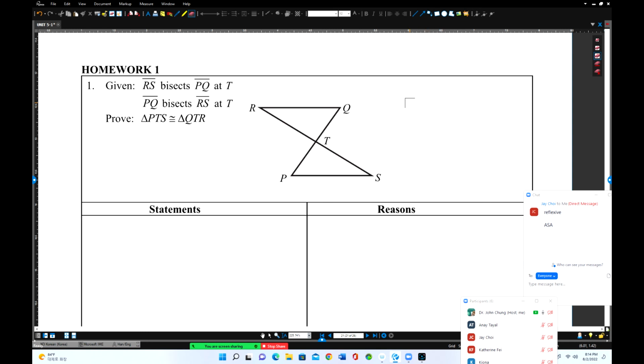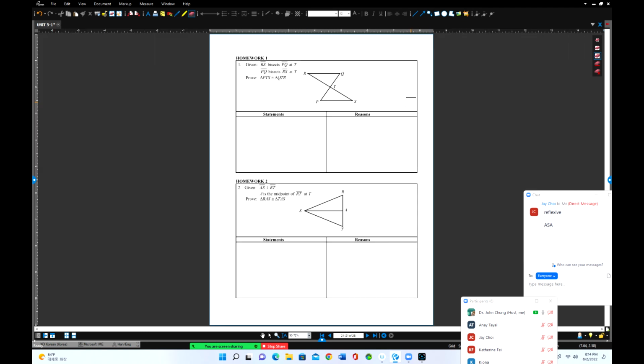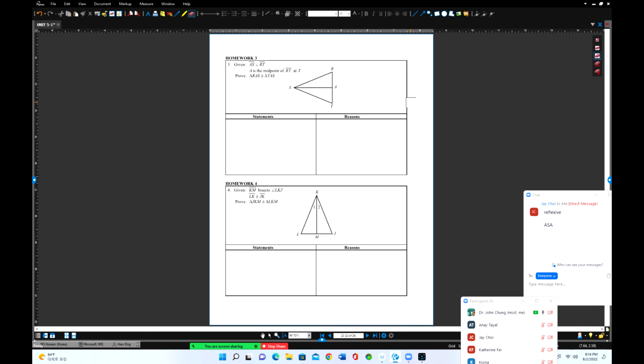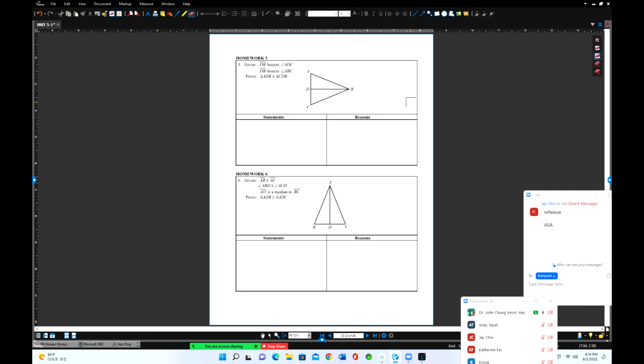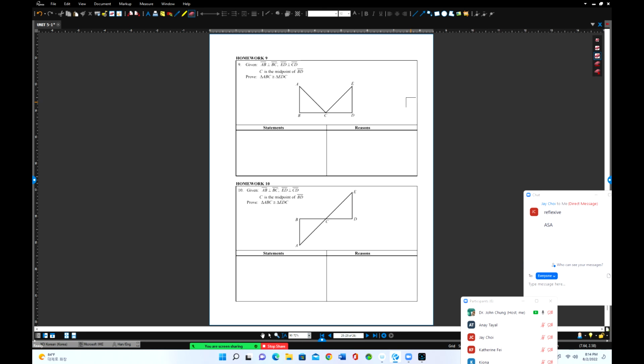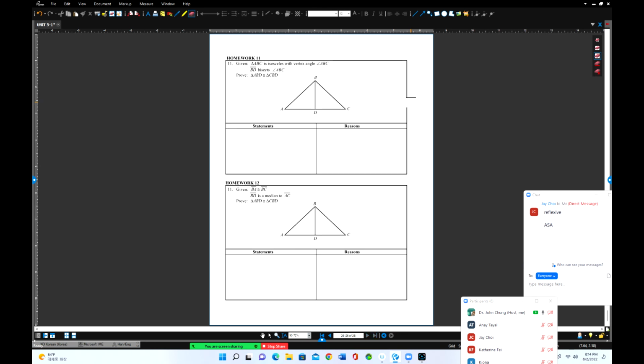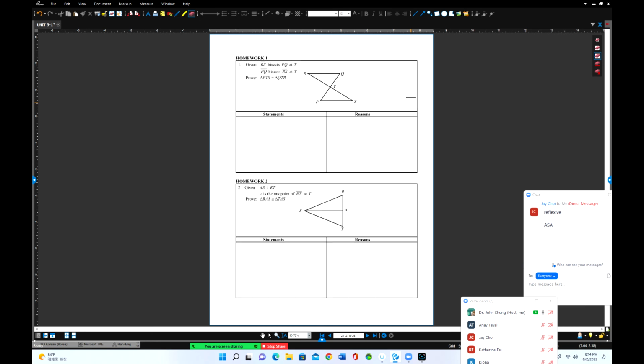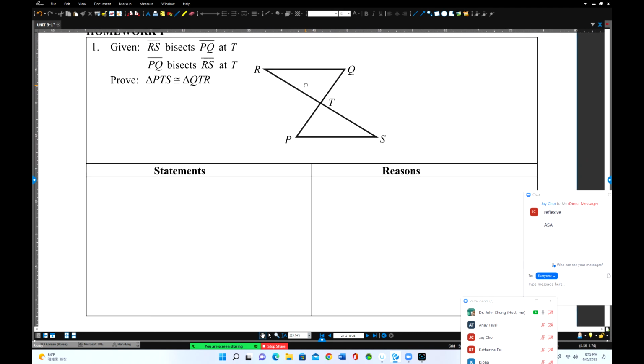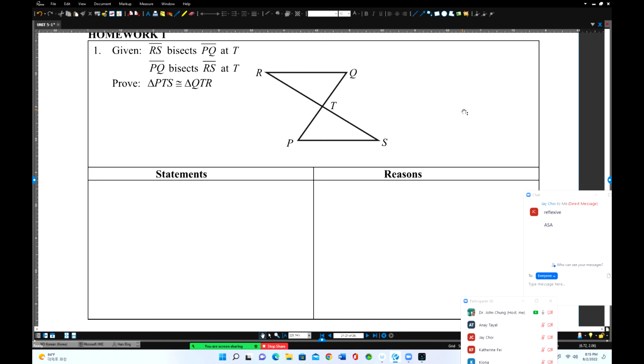Let me see. Homework 1, 2, 3, 4, 5, 6, 7, 8, 9, 10, 11, 12. 12 questions. So we're going to do number 1 first anyway. The rest of them are your homework. You have some practice there. So we're going to try from number 1. That's the homework. RS is a bisect.